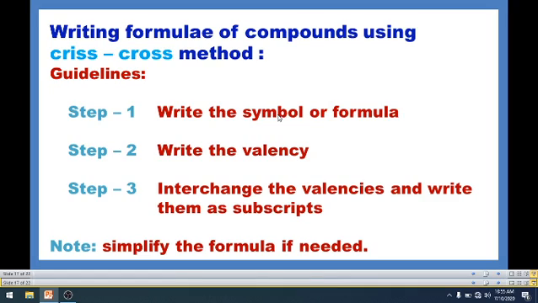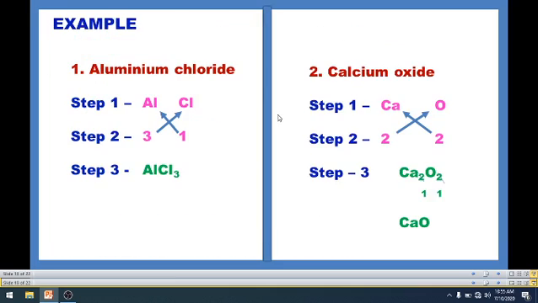And if it is needed, we want to simplify the formula. Wherever it is needed, we want to simplify the formula. So let us look at the example.